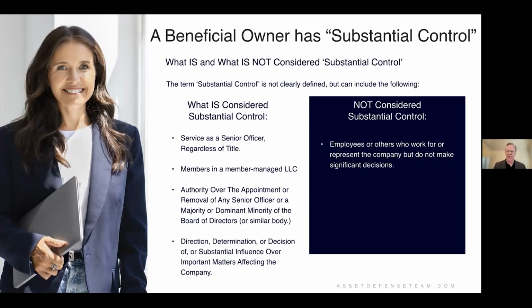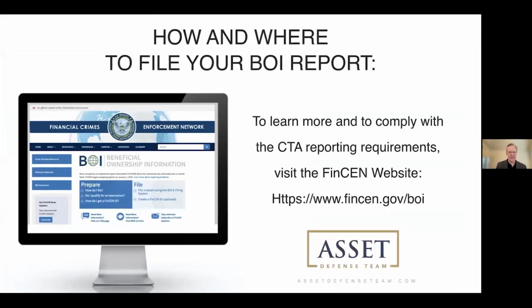Well, once again, it's employees or other people within the company who just receive a salary, even though they can make some decisions. All right. So how are we going to file this BOI report? Well, if you look at the URL, it's www.fincen.gov/BOI, and that stands for Beneficial Ownership Information.